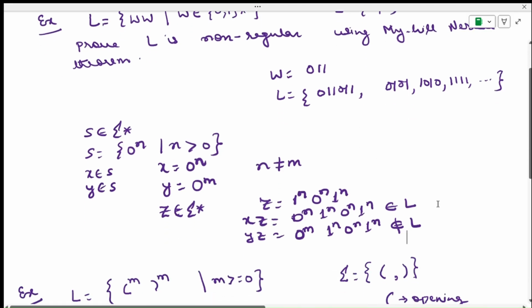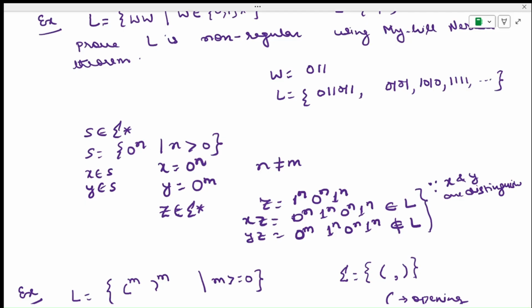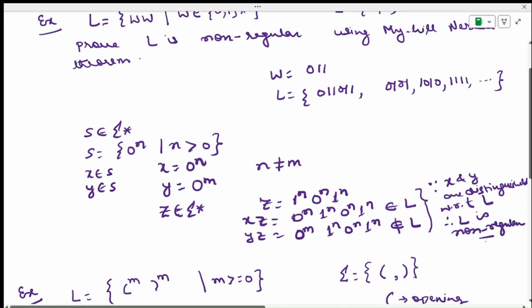Since they are distinguishable, x and y are distinguishable with respect to L. Therefore, the language L is non-regular. So we have proved the non-regularity of L by proving that the two strings x and y are distinguishable with respect to the language L.